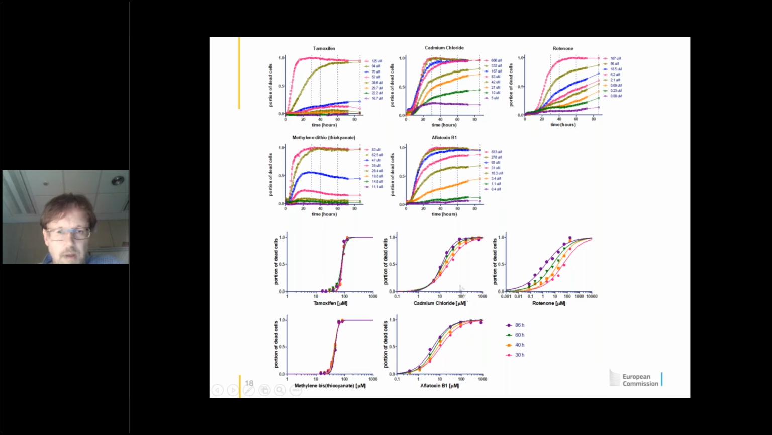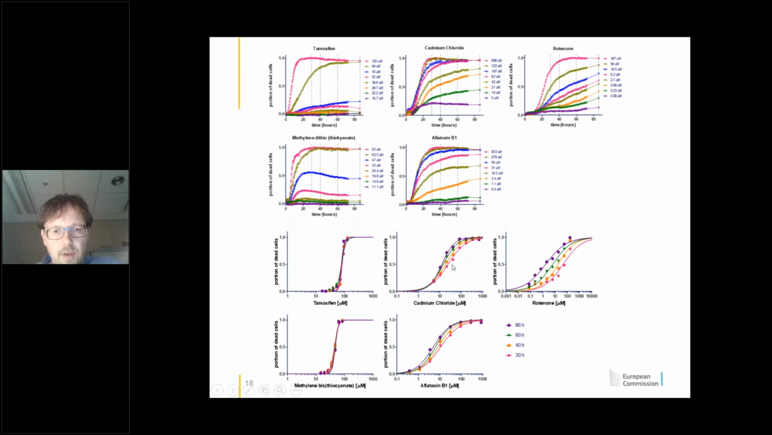But what is interesting, here we are showing only 4 responses, which were taken at 4 different time points: 30 minutes, 40 minutes, 30 hours, 40 hours, 60 hours, and 86 hours. And you can see that for those 2 chemicals, tamoxifen and methylenbis, those concentration responses are practically overlapping. So nothing significant is happening when the exposure time is increasing.